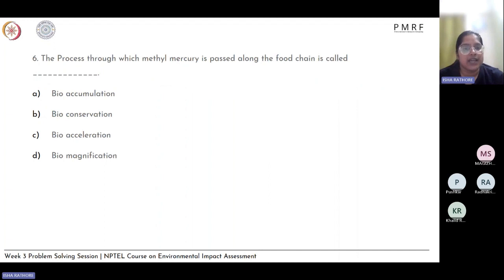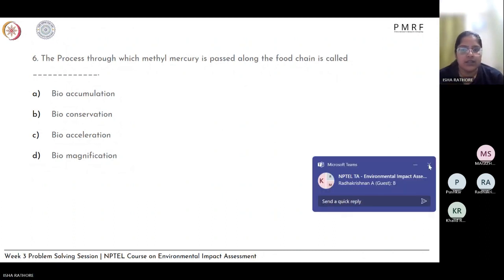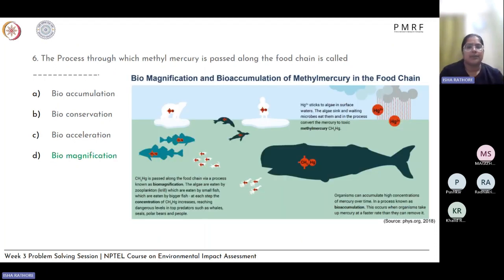The process through which methyl mercury is passed along the food chain is called A. Bioaccumulation, B. Bioconservation, C. Bioacceleration, or D. Biomagnification. Okay, so we have an answer D and a B. Okay, another D. So this process is called biomagnification.